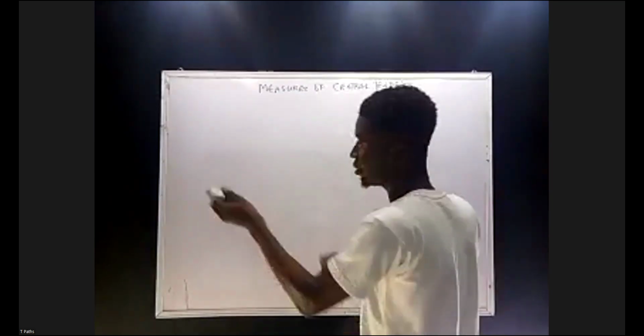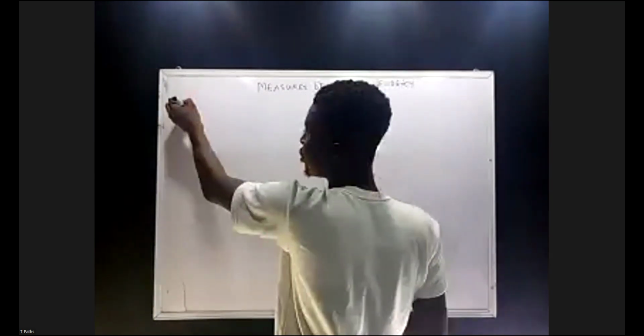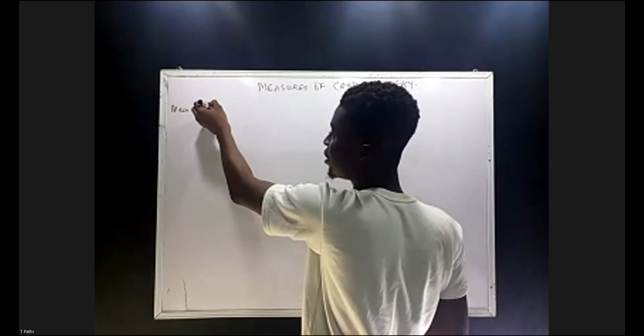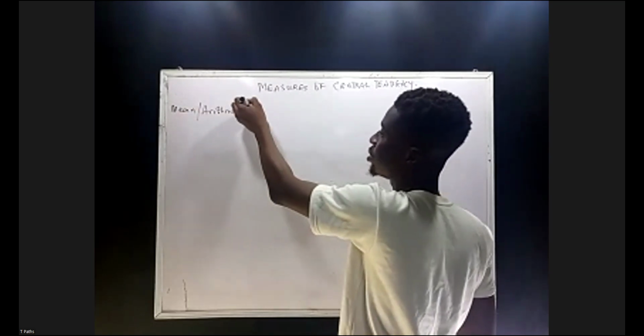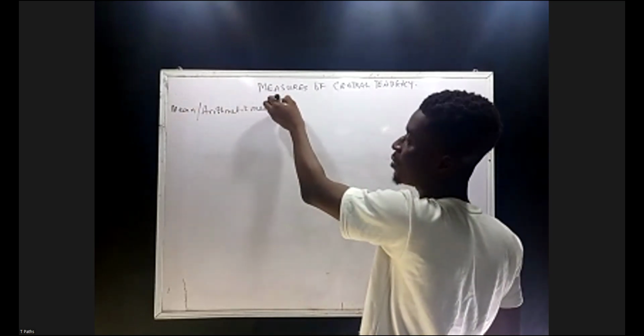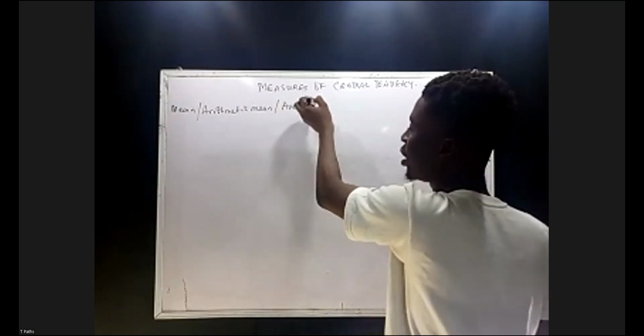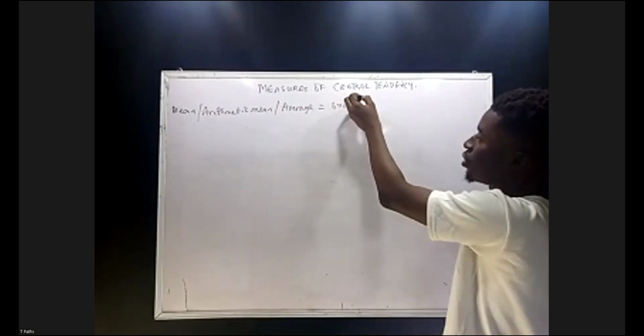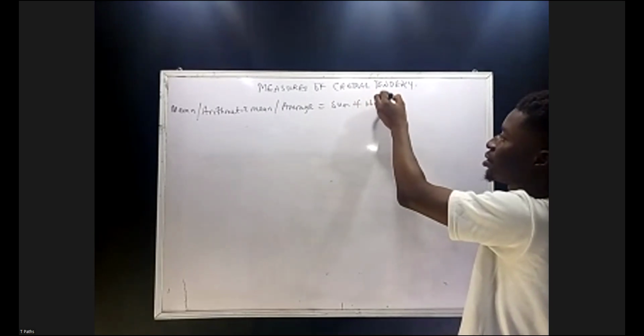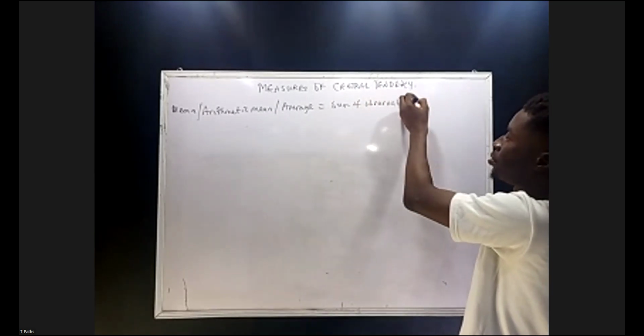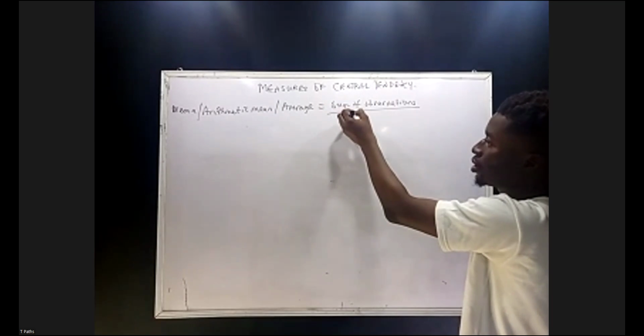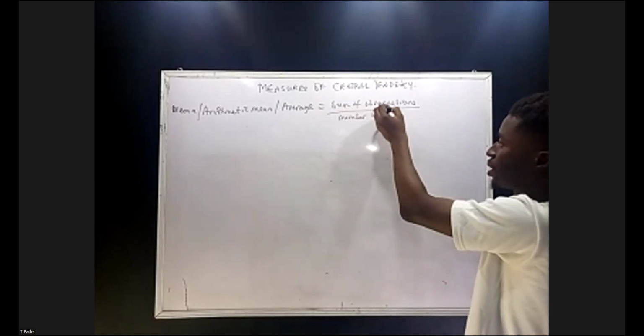So I'll write it here. Mean. My mean is also known as what? Arithmetic mean. And it's also known as average. Now, it's what? Sum of observations over number of observations.